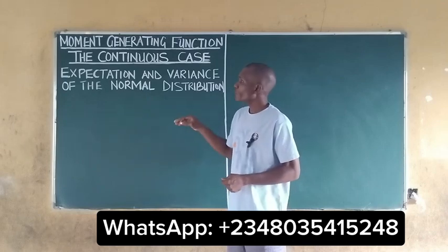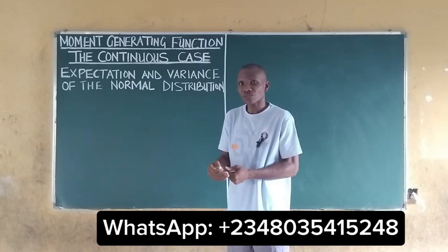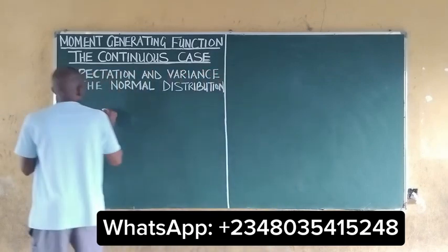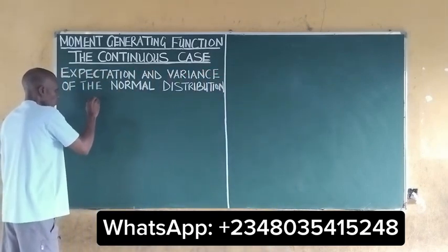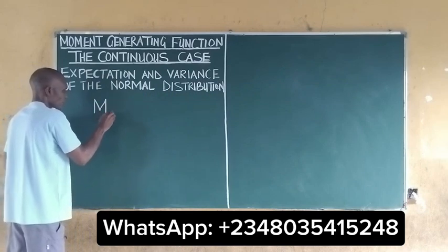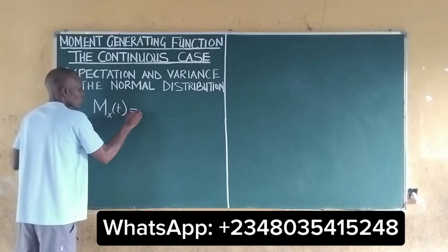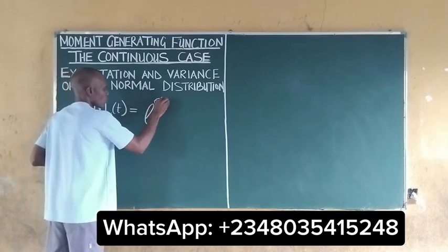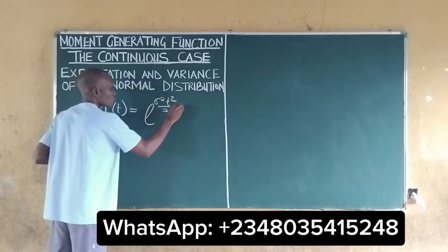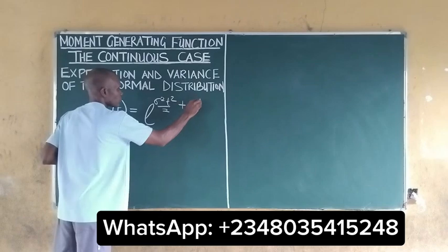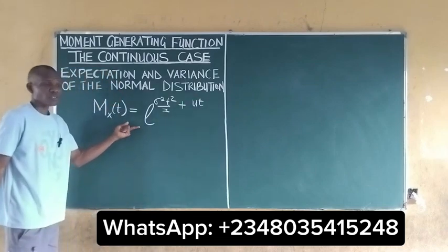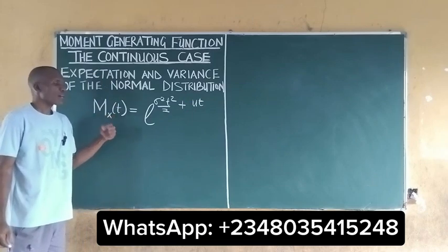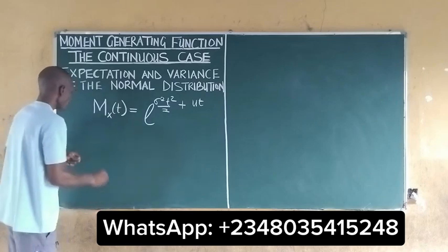And here, we will now obtain the expectation and the variance from that moment generating function. We should recall that for our moment generating function, we got e to the power of sigma squared t squared all over 2 plus mu t. This is what we got as the moment generating function of the normal distribution. So how do we obtain the expectation?